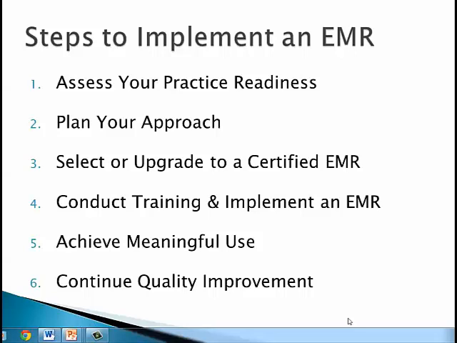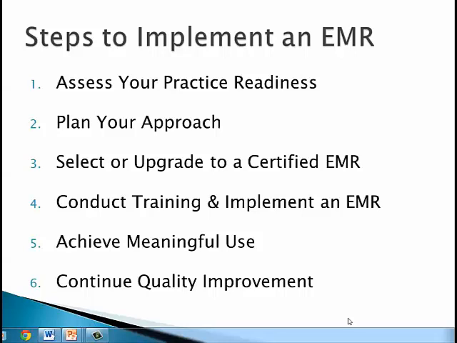I will go into each of these steps in greater detail, but I just want to give you an overview of what we're going to be talking about during this module. The first step will be to assess your practice's readiness. How ready is the office to receive an EMR and implement an EMR? Next, we have to plan your approach. You have to have a plan. To do anything to be successful, you need a plan.